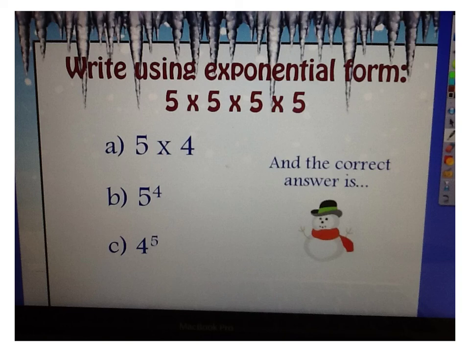I'm going to give you a few seconds here to take a look at this problem and try to find out what the correct answer would be. Remember thinking about our factors and how many times it is being multiplied. You should have gotten that the correct answer is actually going to be 5 to the 4th power. 5 is the number that we continuously are multiplying, and we're doing it 4 times.